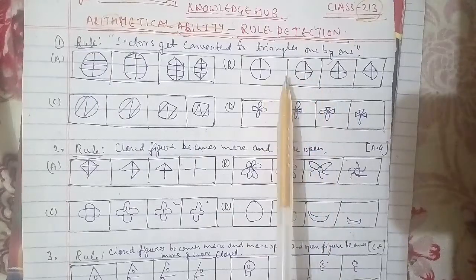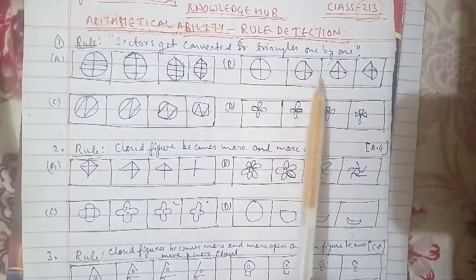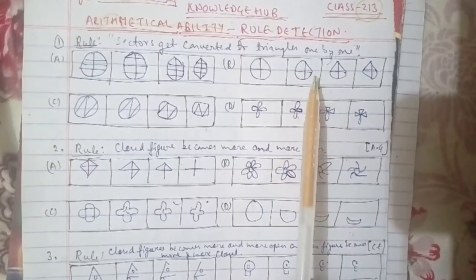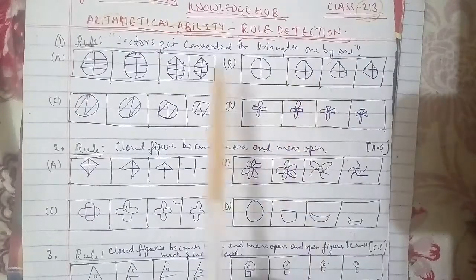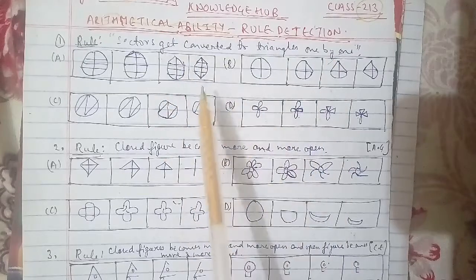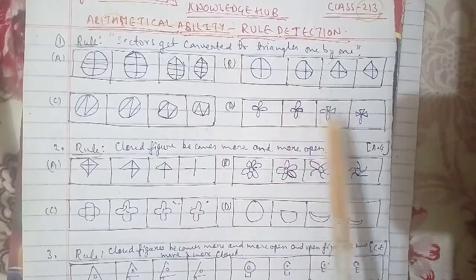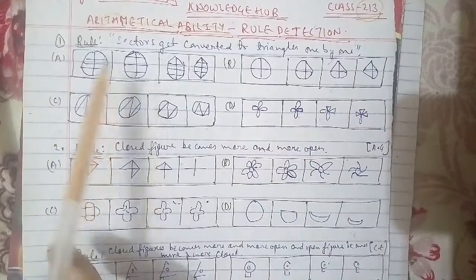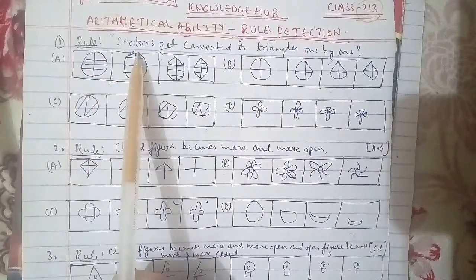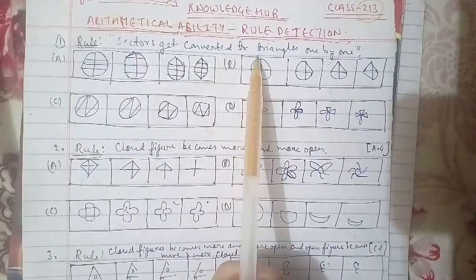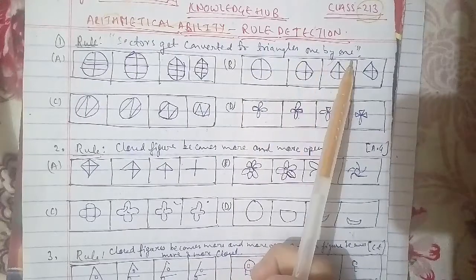So first we'll do: which one of the following given sets of figures follows the following rule, you have to implement that. In the first question of this session, the rule given is that the sectors get converted to triangles one by one. The sectors given will be converted to triangles one after another.